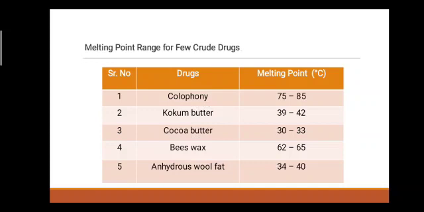Melting point range for a few good drugs. First drug, colophony, the melting point 75 to 85 degrees Celsius. Second one, kokum butter, the melting point 39 to 42 degrees Celsius. Third one, cocoa butter, melting point 30 to 33 degrees Celsius. Fourth one, beeswax, the melting point 62 to 65 degrees Celsius. Fifth one, anhydrous wool fat, the melting point 34 to 40 degrees Celsius.